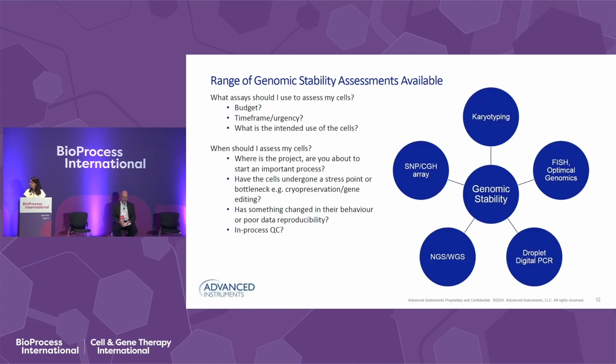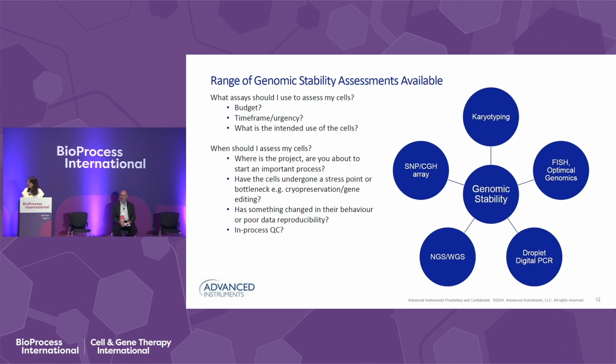So as I mentioned earlier, there's lots of different assays available on the market, and this also relates to genomic stability. So it can be quite difficult to understand what assay to do and when. And the genomic stability assays look at a range of different things. This includes copy number changes, genomic alterations, and single nucleotide variants.